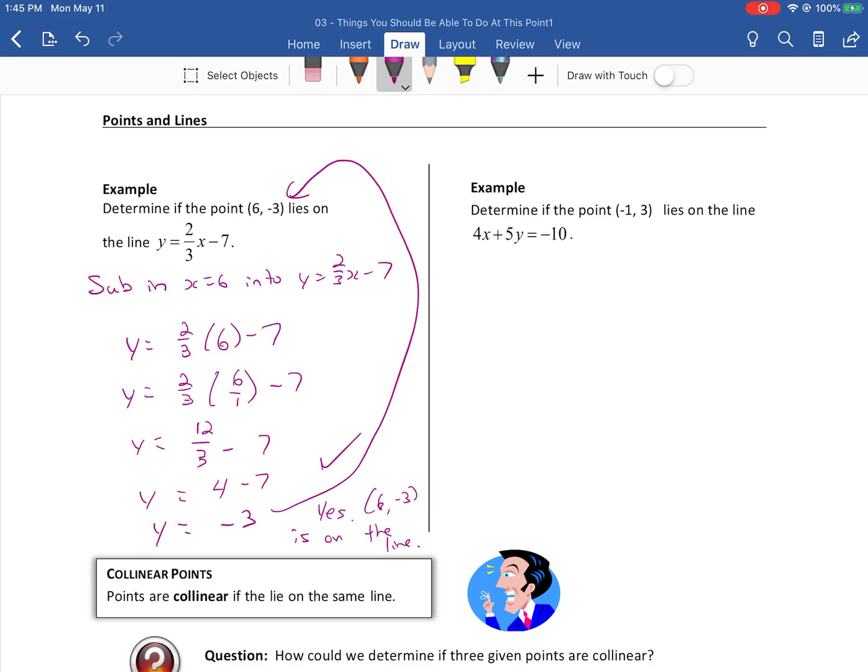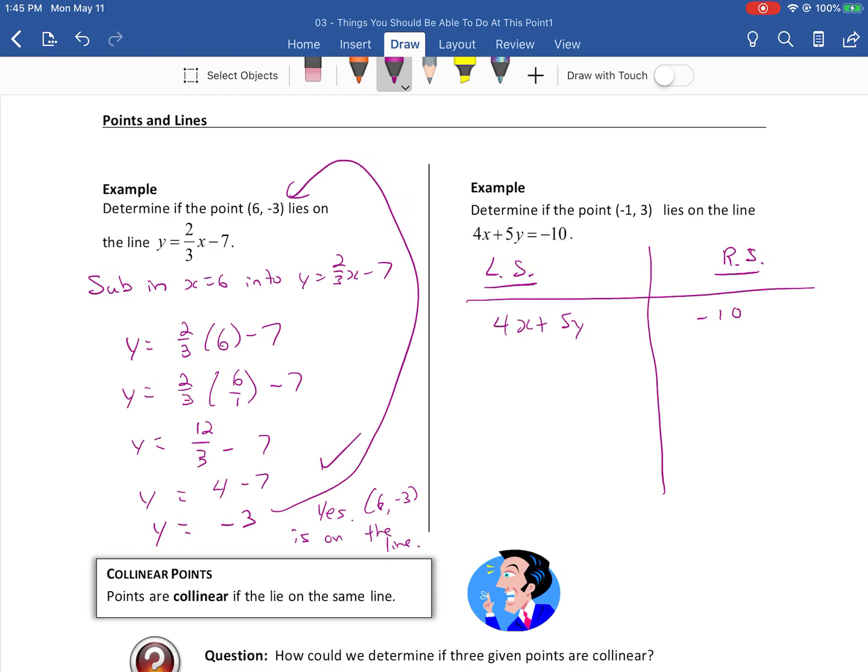Here's another one. Determine if the point (-1, 3) lies on the line 4x + 5y = -10. Let me propose another way to do these types of questions, which is a left side, right side check. We use the short forms LS and RS for left side and right side. We use them so much in math. What we do to check if this point is on the line is we write 4x + 5y on one side and -10 on the other. And when we sub in the x and y, this equation better work.